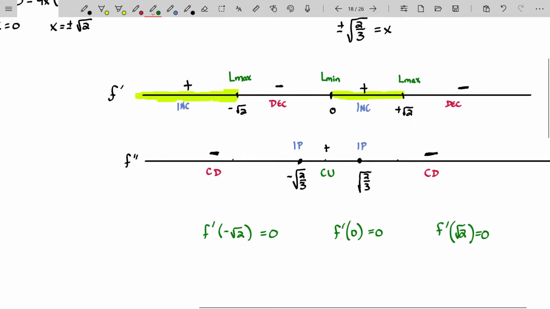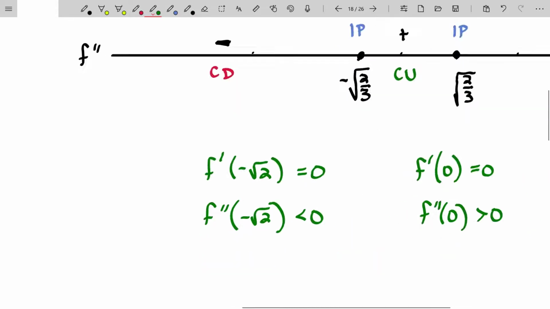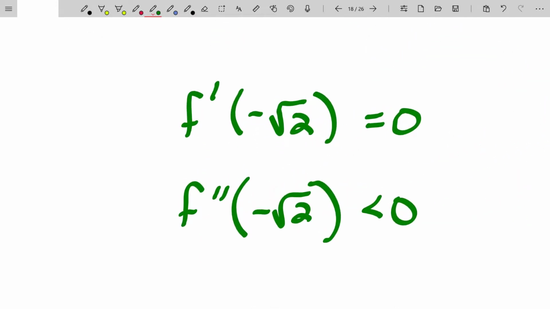And now we're going to look at the double derivative at those numbers. I don't really need to compute it because I happen to know negative root 2 is right here. The double derivative is going to be negative. And the double derivative at 0, well, 0 is right here. The double derivative is positive. And again, f double prime of root 2, well, root 2 is right around here. The double derivative is negative. So this will tell me that the derivative is 0 at negative root 2, and the curve is concave down.